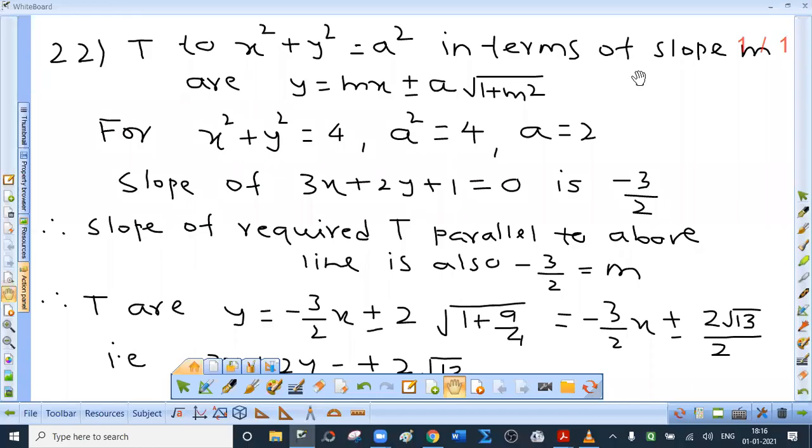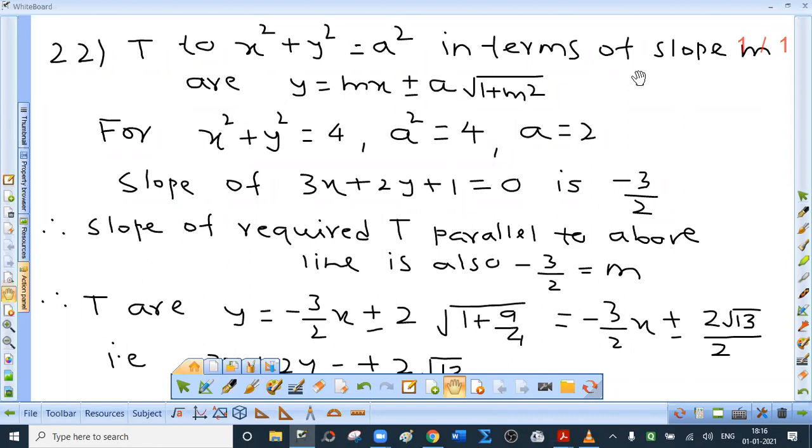Find the equation of the tangents to the circle x square plus y square equal to 4, which are parallel to 3x plus 2y plus 1 equal to 0. Actually, it is similar to 21st sum. The only thing is here slope is not given directly, it is given indirectly.